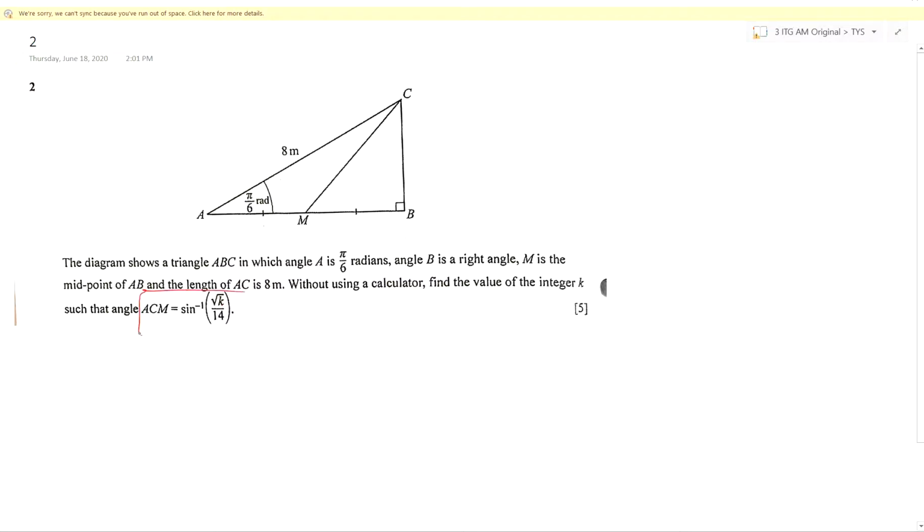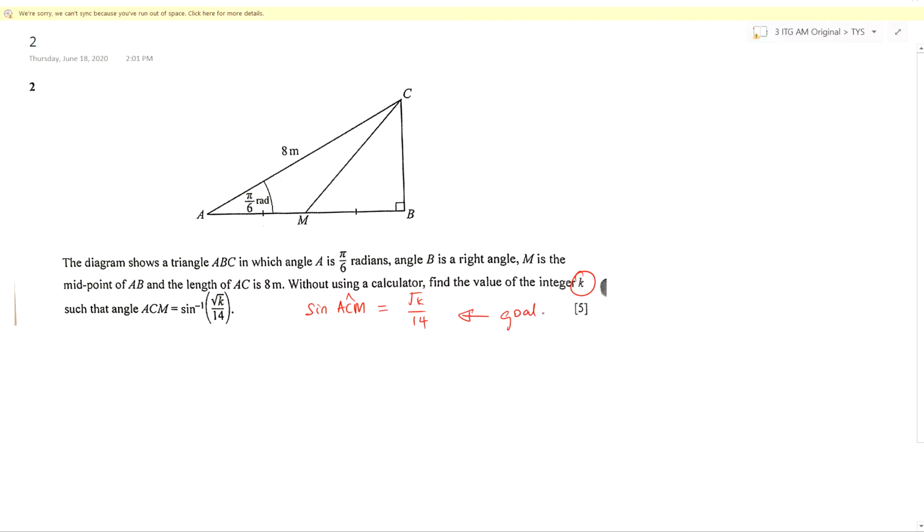Now what this means is that if we work backwards, as long as we are able to write sine ACM equals root k over 14, then we will be able to take sine inverse and show that the angle is equal to sine inverse root k over 14, and we can find the value of the integer k. So right now, this is our goal.